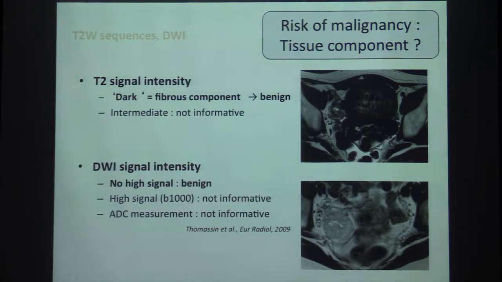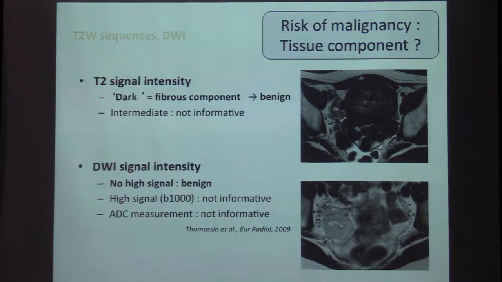When you have a dark signal intensity in the T2-weighted sequences, then your tumor is highly likely to be benign, as it's probably fibrous. When you have an intermediate T2 signal intensity, then it's not informative, as it can be seen in benign tumors, borderline tumors, or malignant ones. In diffusion, it's the same thing. When you have no high signal in diffusion, then you can state that your tumor is benign.